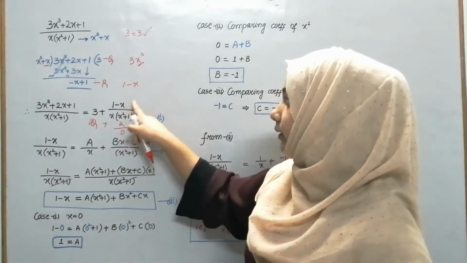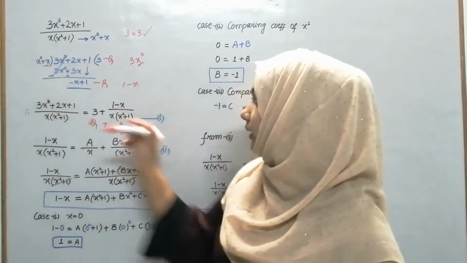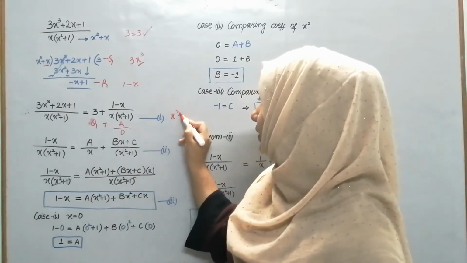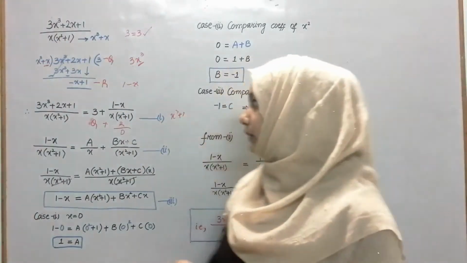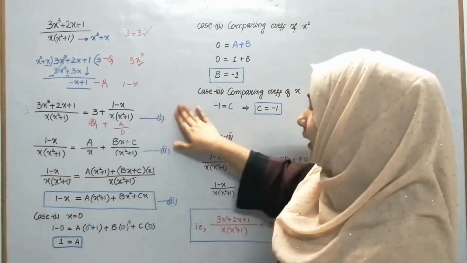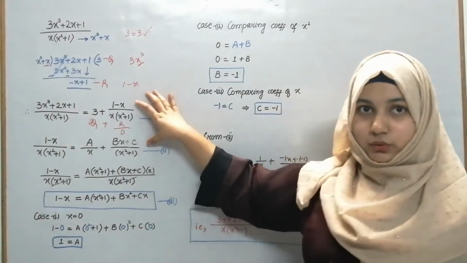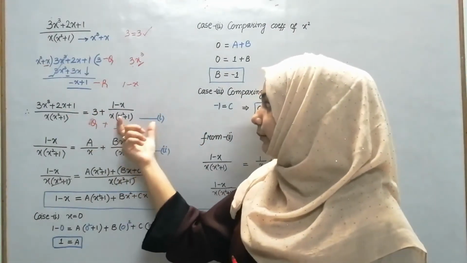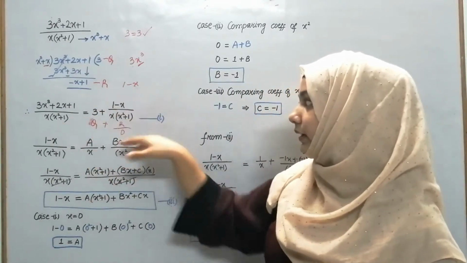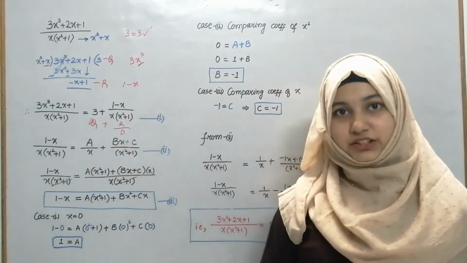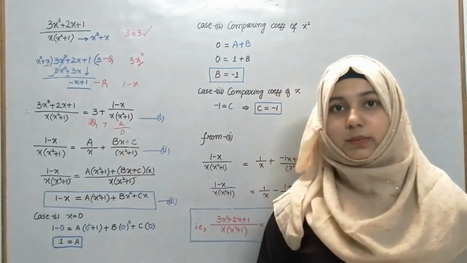So the remainder 1 minus x, then this x cube plus 1, we can also write here x cube plus 1 and this one x into x square plus 1, both the things you can write. Okay, I am writing x into x square plus 1. Now this is my actual question. From this question, if you see this part, forget about this 3, this part is my fraction, right? This is my fraction and I've got two factors, one is x and the other is x square plus 1.